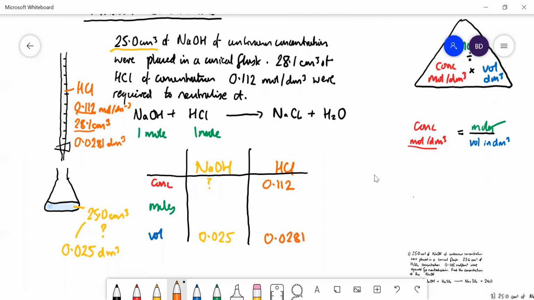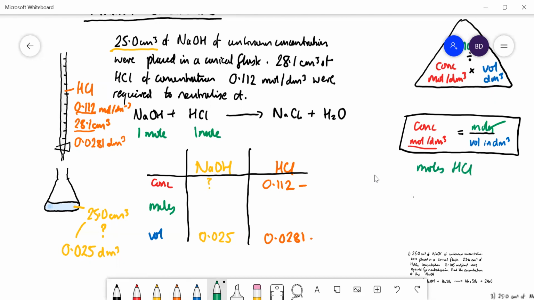So can we work out the number of moles of HCl that are reacting? We can, because whenever you know 2 things in this equation, you can always work out the third. So let's work out the moles of HCl. The moles of HCl is going to be the concentration times the volume. The concentration is 0.112 and the volume is 0.0281. Do that on a calculator, and it's probably going to give us it in standard form, and we'll just leave it in standard form. That's fine, and avoids mistakes.